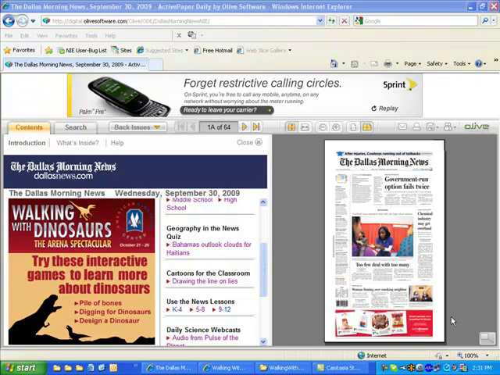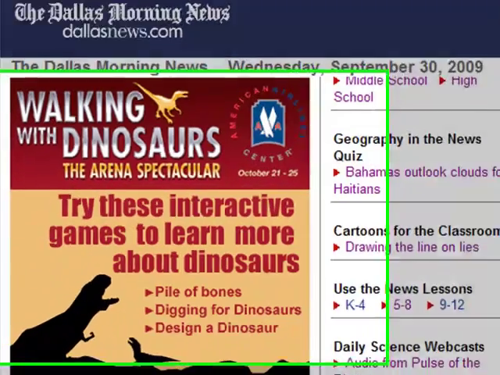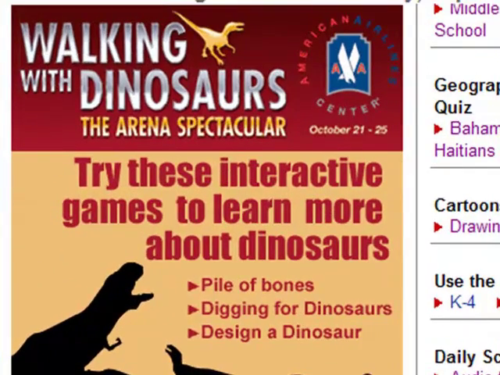Get your students excited about learning and get them engaged while having some fun. In October, students who can access the eEdition of the Dallas Morning News can play some educational games about dinosaurs. It's brought to you by Newspaper in Education from Walking with Dinosaurs, the Arena Spectacular, stomping into Dallas at the American Airlines Center this October 21st through the 25th.